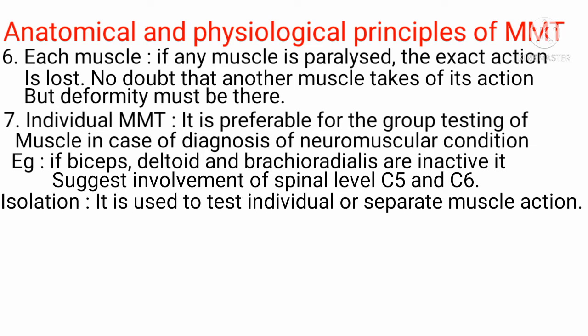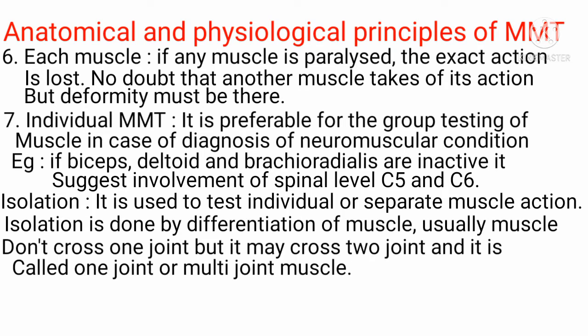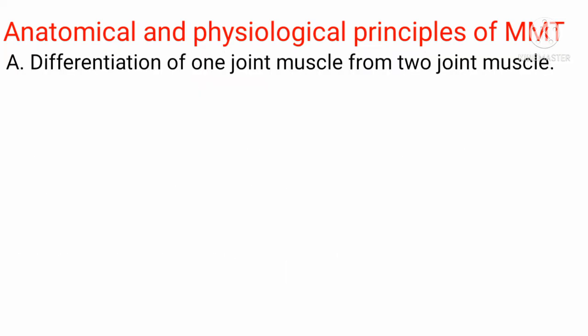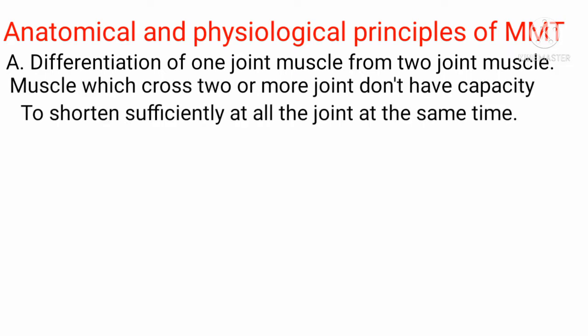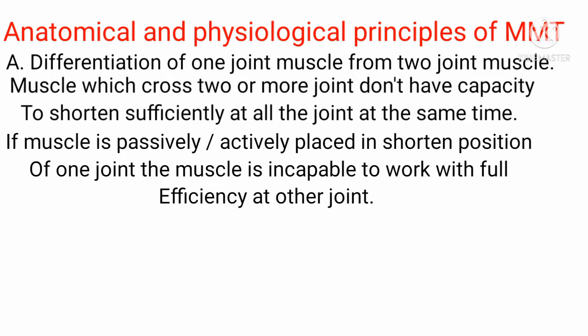Isolation: it is used to test individual or separate muscle action. Isolation is done by differentiation of muscle. Usually muscles don't cross one joint, but may cross two joints, and hence are called one-joint or multi-joint muscles. Differentiation of one-joint muscle from two-joint muscle: muscles which cross two or more joints don't have the capacity to shorten sufficiently at all the joints at the same time. If a muscle is either passively or actively placed in the shortened position of one joint, the muscle is incapable of working with full efficiency at the other joint.